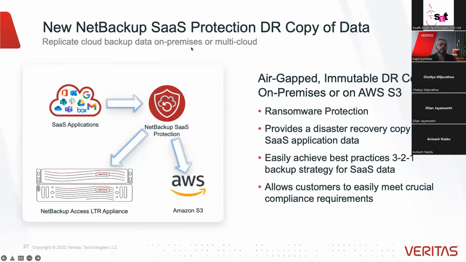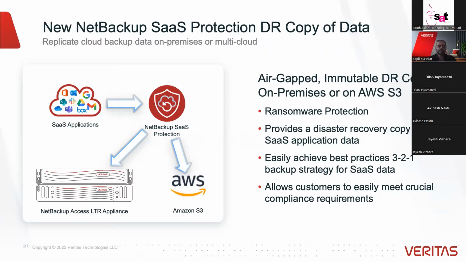The new NetBackup SaaS protection DR copy of data. It is an air-gapped immutable DR copy on premises or in AWS S3 cloud. It gives you protection from ransomware and provides a disaster recovery copy of the SaaS applications. You are easily able to achieve the best practice of the 3-2-1 backup strategy for SaaS data as well. And it allows customers to meet crucial compliance requirements as well.